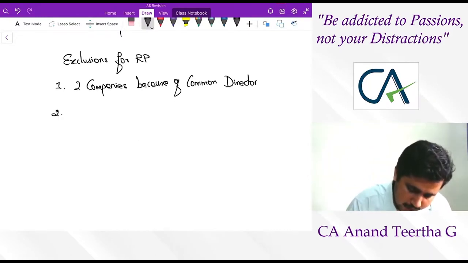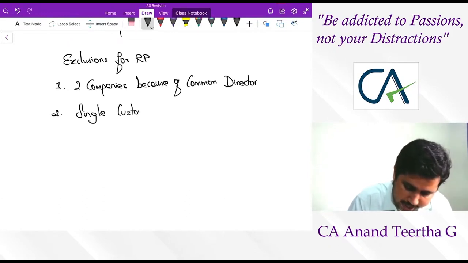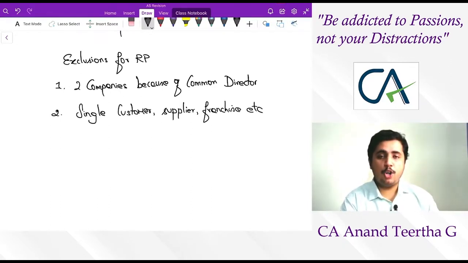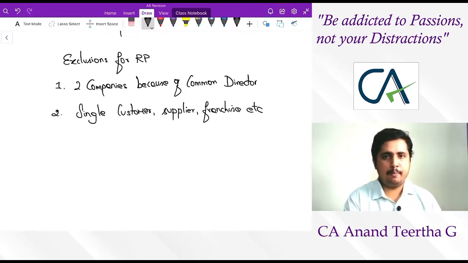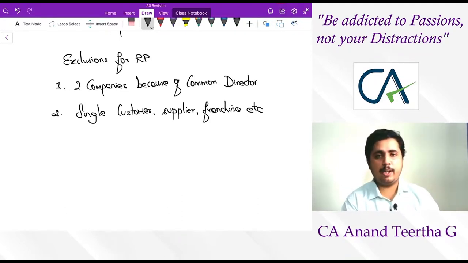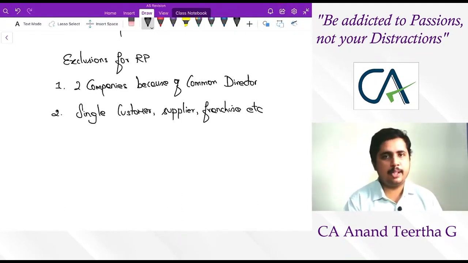The second one, single customer, supplier, franchisee, etc. Just because they are my single customer where the voluminous transactions are very high, they don't become my related party. They are ones we have initial transactions with, that's true, but still they can't be called a related party just because they are my customers.